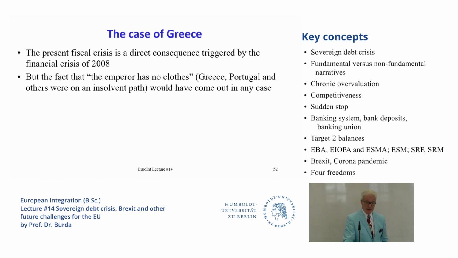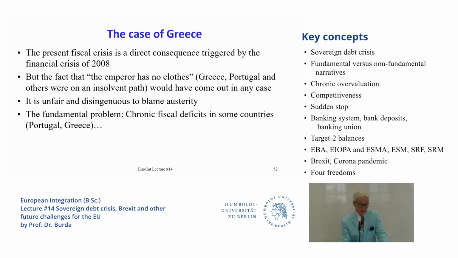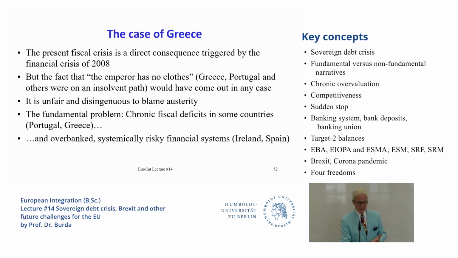Okay, so the fact that the emperor had no clothes was kind of going to come out at some point. It came out in 2009. It's often claimed that Greece's problems stemmed from the aftermath of the bailout, but that would be unfair and disingenuous, because we know from the data that the Greek fiscal policy path was unsustainable under those conditions, but it was also unsustainable in Portugal, Spain, Italy, and Ireland. This is often called the fundamental interpretation.